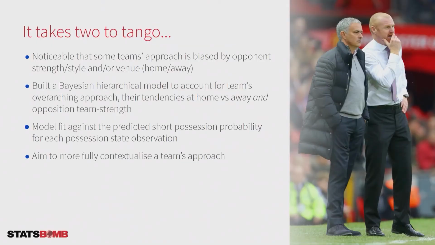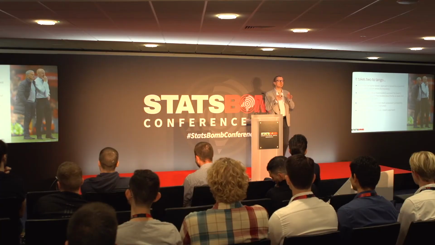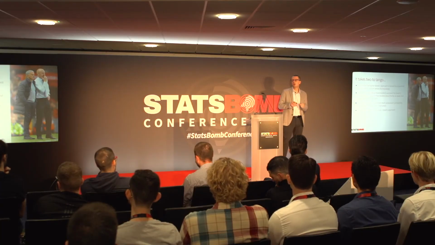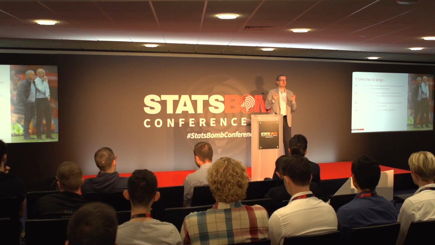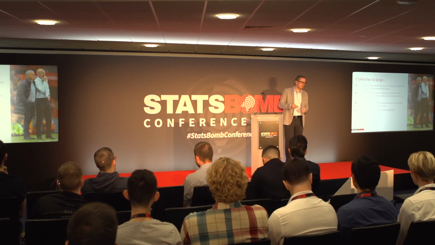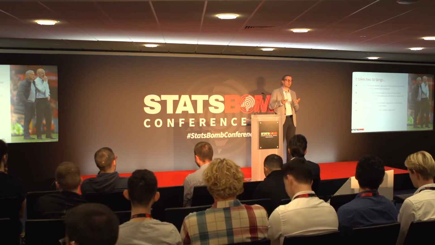The model fits against the predicted short possession probability for each possession state observation. The idea here is that we get a better contextual view, separating out some of the important drivers to really see what a team is trying to do in an average situation, playing against an average team like an Arsenal or something like that. So that's good from a planning point of view, right? We're playing them next week. What are they actually going to do?